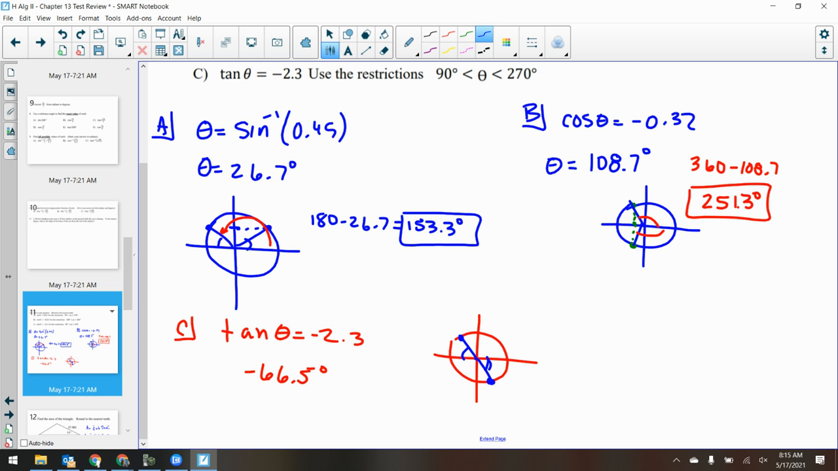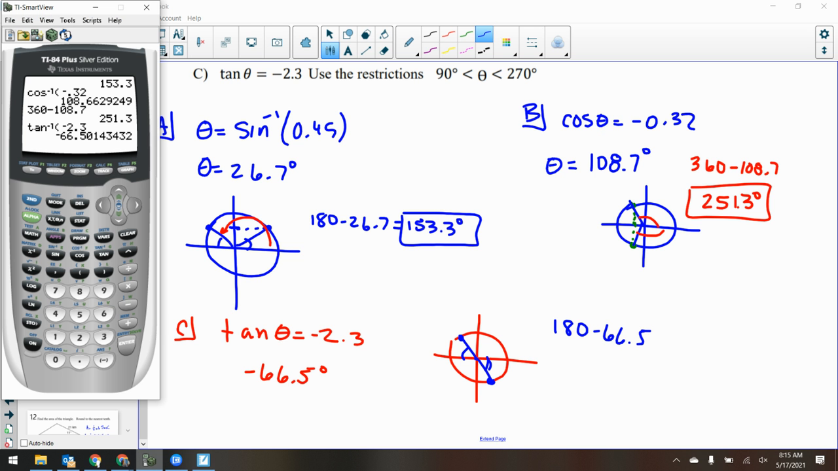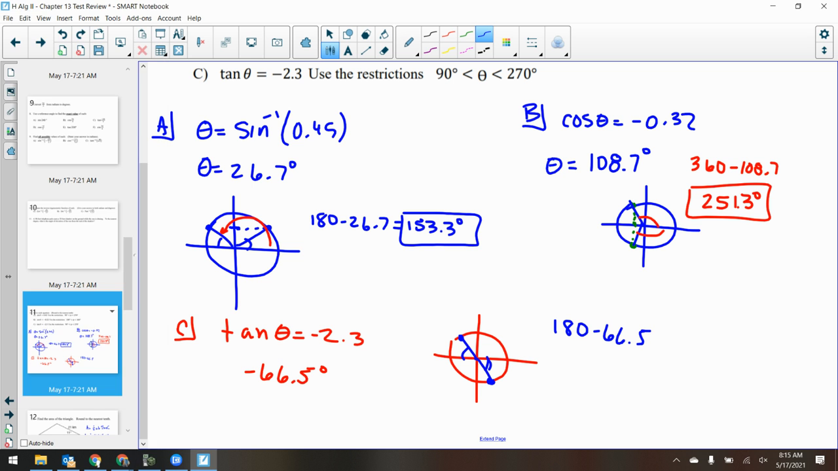What's my reference angle? What is that blue angle? 66.5 degrees. So to find that, remember when I said definitely not to the 180 minus? I shouldn't have said definitely not. I'm contradicting myself. 180 minus 66.5, 113.5. Sometimes I should have said. What is it normally? You just have to go by whether it's positive or negative.